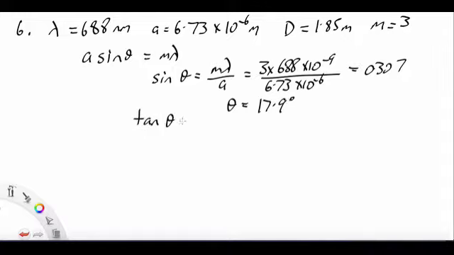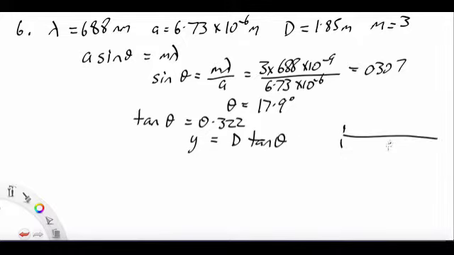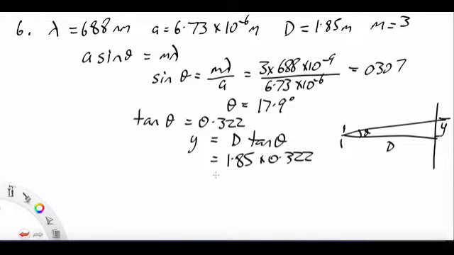Then tan theta is 0.322. Notice, because theta is not that small, sine theta is not really that close to tan theta. I mean, it's close, but they're not exactly the same. So we have y is d tan theta. Remember, for our distance d here, we're looking at y over there. So it was 1.85 times 0.322, and that means the distance would have been 0.596 meters.